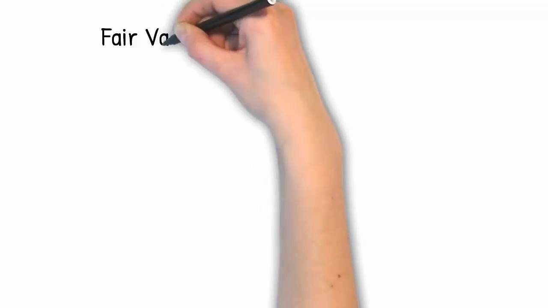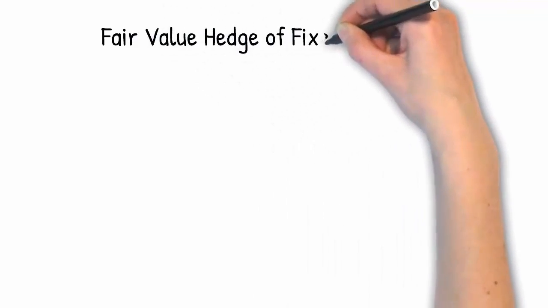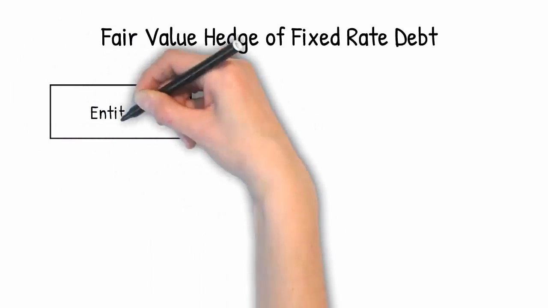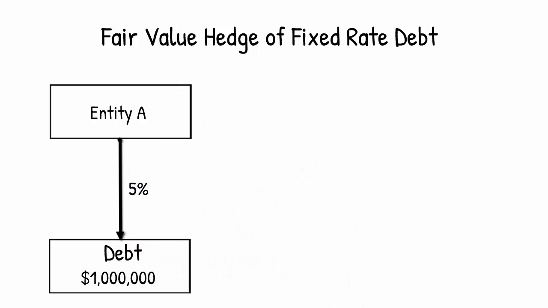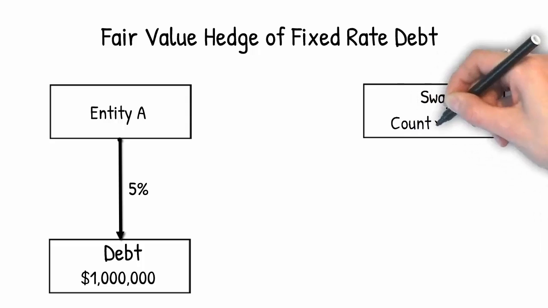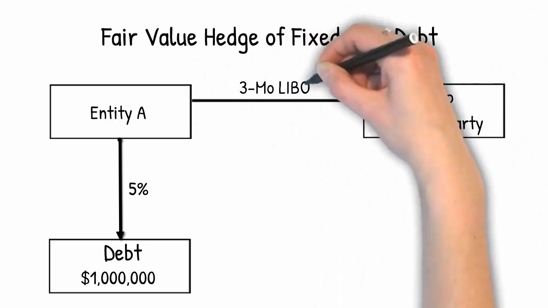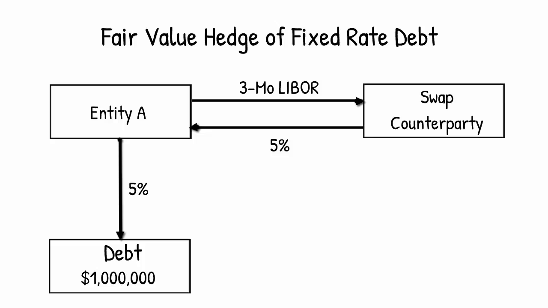A common example is a fair value hedge of fixed rate debt. So, let's say that entity A issues $1 million in debt that has a 5% interest rate. As interest rates fluctuate, entity A is exposed to interest rate risk in that their interest payments are locked in. To mitigate this risk, entity A enters into a pay-floating, receive-fixed interest rate swap to hedge their fixed-rate debt.